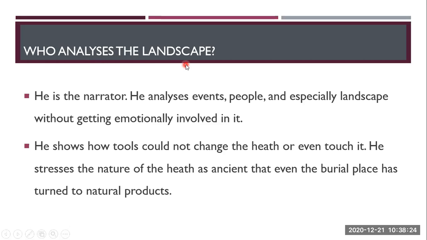Who analyzes the landscape? Who gives us these analyses? He is the narrator. He analyzes events, he analyzes people, and especially landscape without getting emotionally involved in it. He narrates, he tells, he analyzes, but he is not affected emotionally. Because, you remember, he is an objective narrator; the point of view of narration is a third person point of view, a third person narrator. He is neutral. Because he is neutral, he does not get involved emotionally. He only narrates, he only tells.